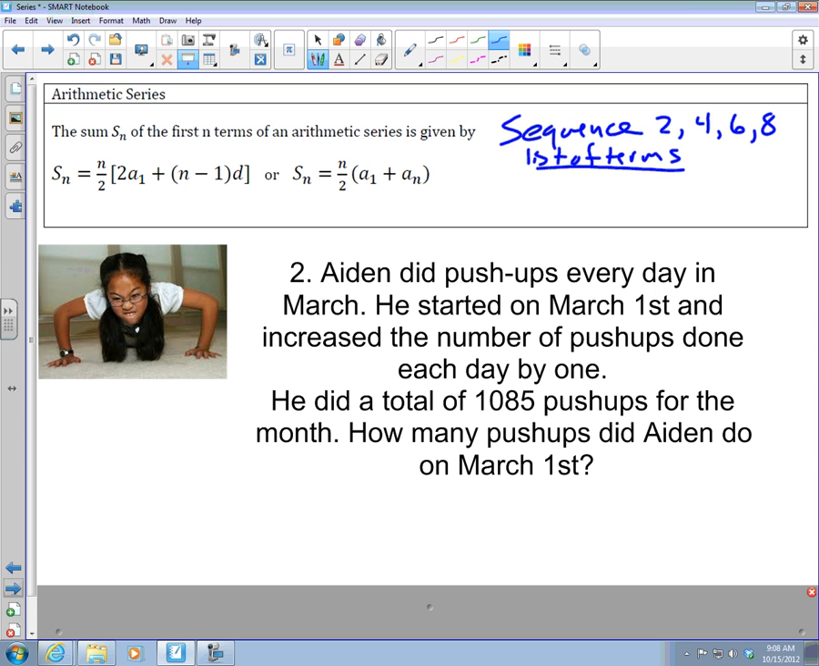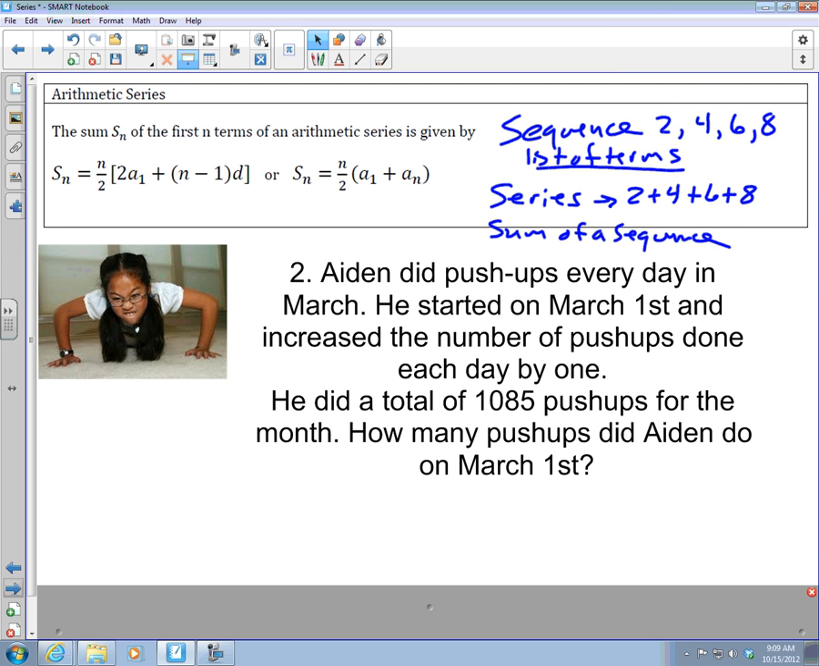Where a series, what we're getting into today, is a sum of a sequence. So the difference between sequence and series is this. Here's my sequence: 2, 4, 6, 8. A series would be 2 plus 4 plus 6 plus 8. So they count summations also. Sum of first terms in the sequence.